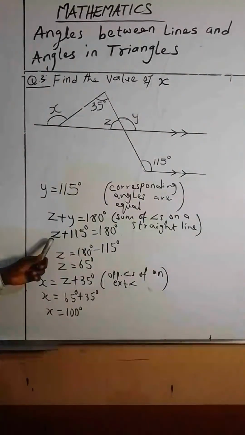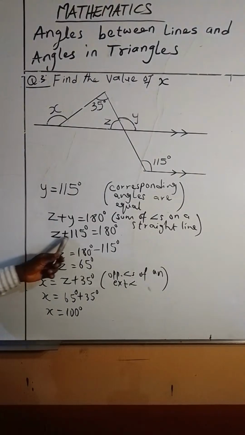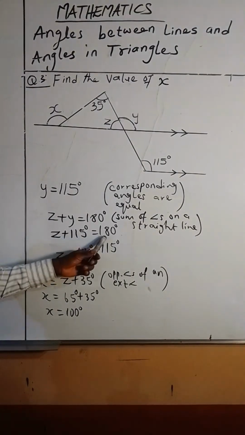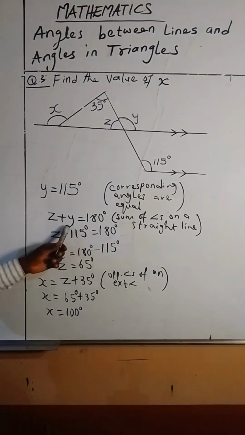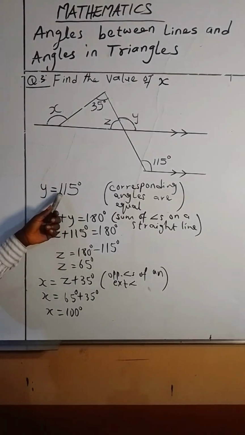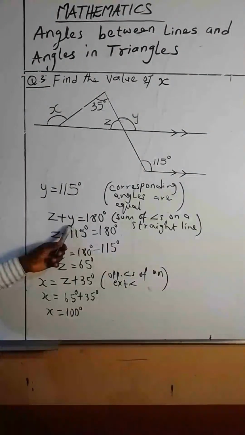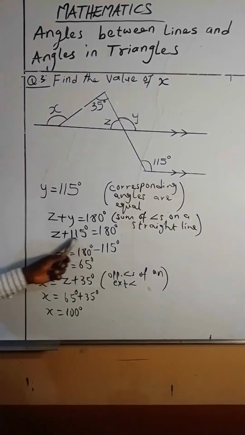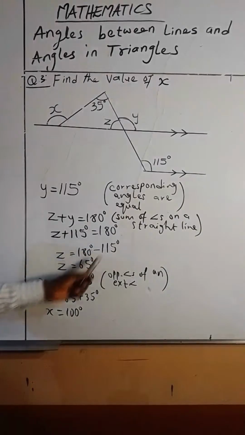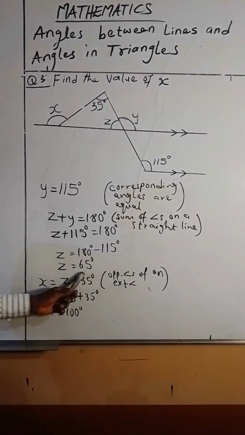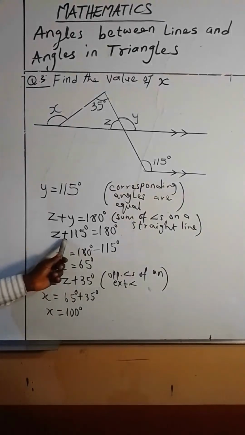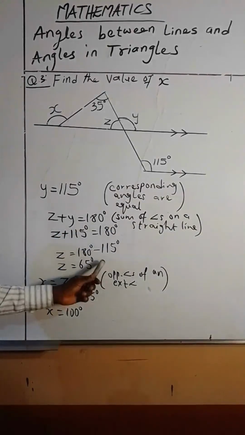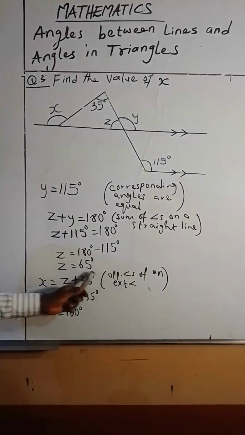So this is z plus 115 equals 180 degrees. Why? Because our y is already 115 degrees. So substitute for y here, which is 115 degrees. Then if we subtract 115 degrees from 180, we'll get 65. So z is now 65 degrees. Just take 115 degrees to the other side and subtract it. It gives us 65 degrees.